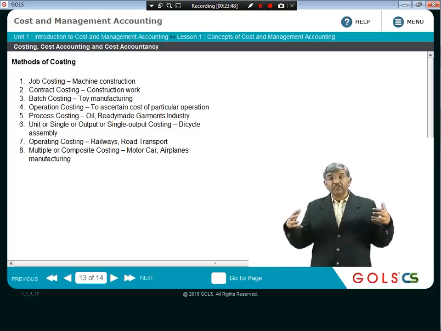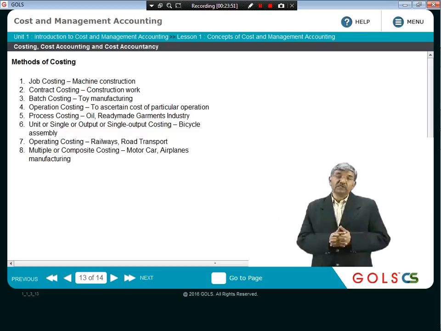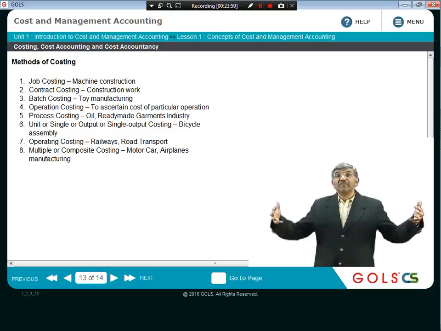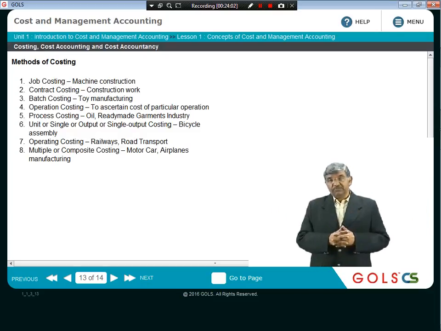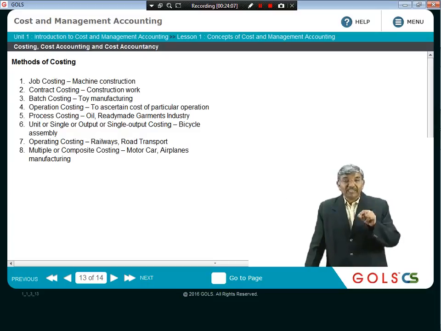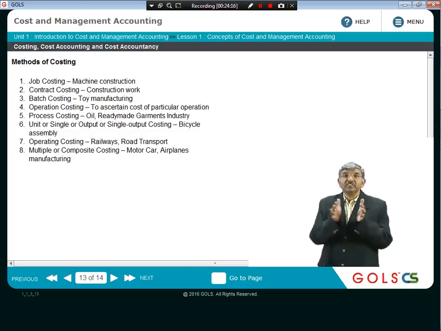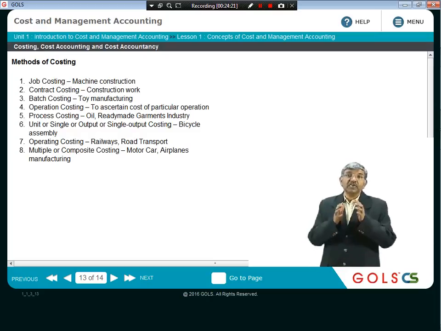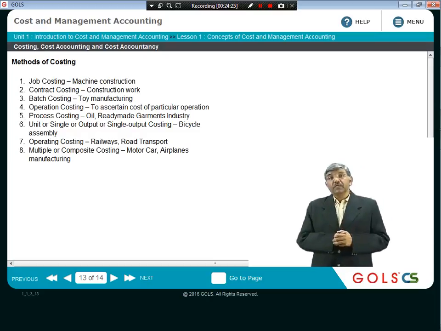Unit or single output costing, normally where the assembly is done. With the help of assembling different parts, you are making the product, like a bicycle assembly. Over there, unit or single output costing can be followed. Because over there by assembling, you are making one unit. There are different parts and they will be assembled, and with the help of that one unit will be made. A bicycle assembly, or in case of molded furniture, the furniture which will be molded and accordingly can be stored in a small place. Like that, for a product like this, unit or single output costing can be used. Operating costing. There is a difference between operation costing and operating costing.